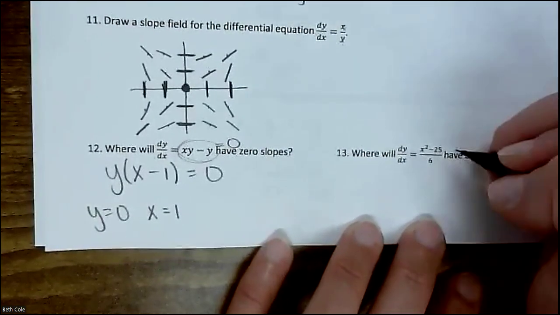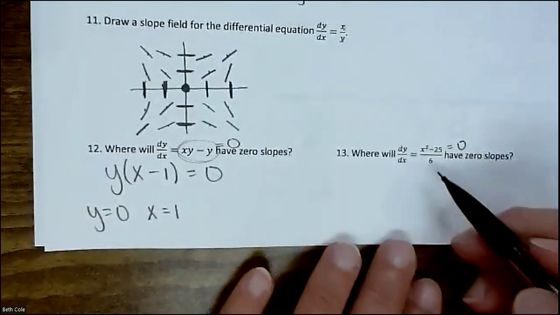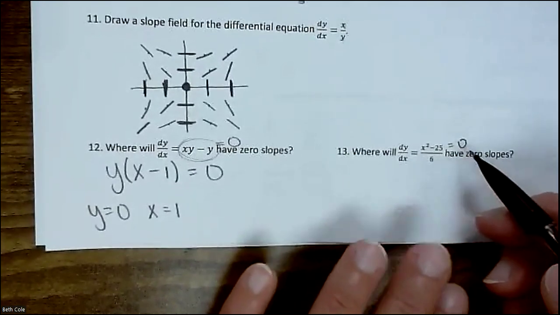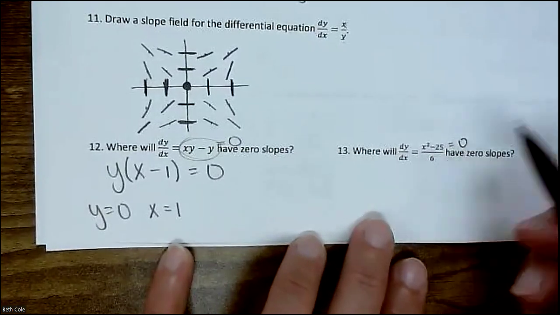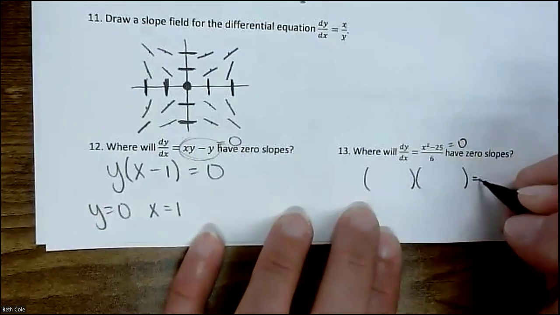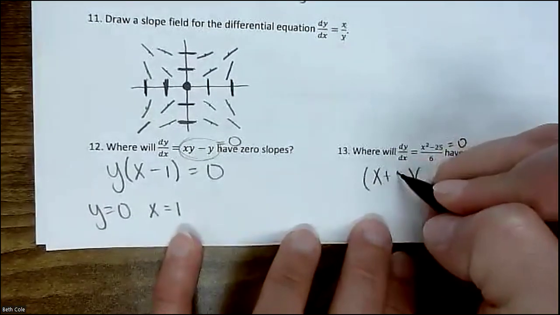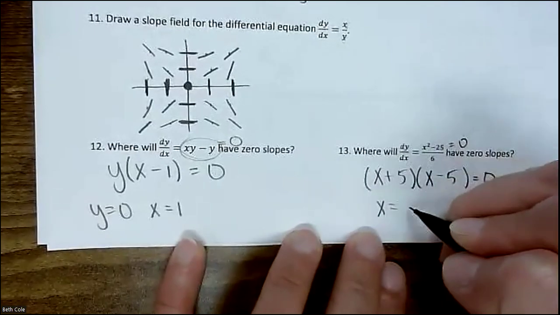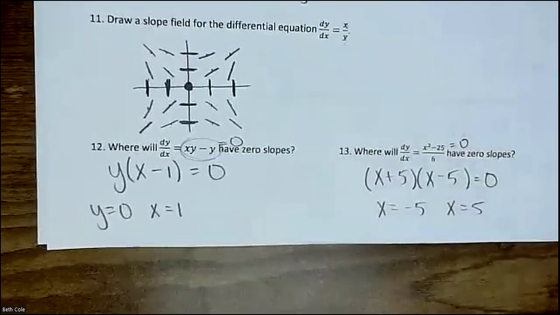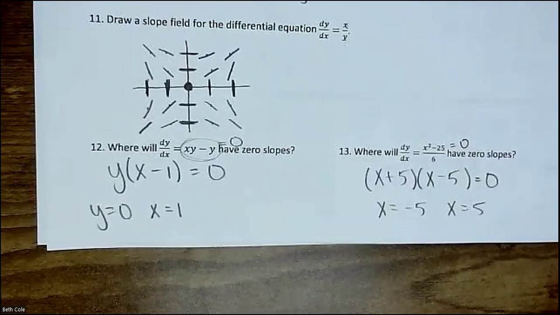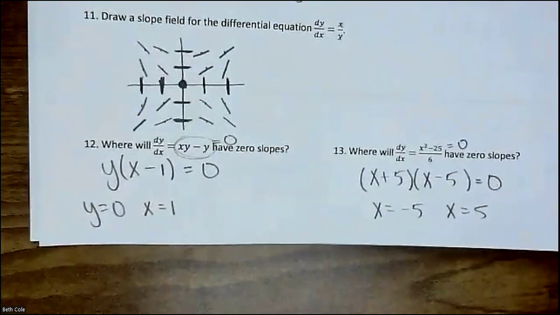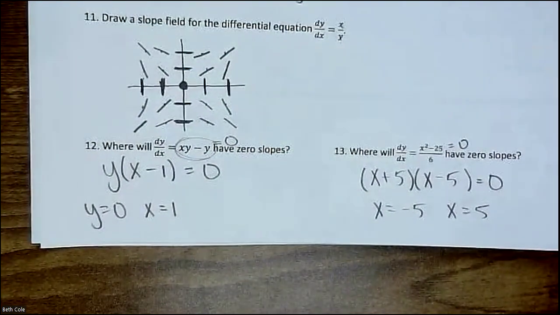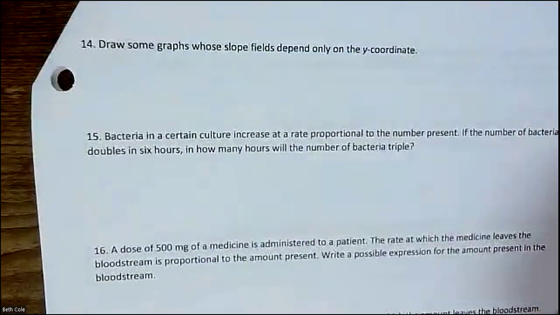Where does this have 0 slope? Well, again, you're just going to set the whole thing equal to 0. But if you multiply over that 6, 0 times 6 is still 0. So you're basically just setting the numerator equal to 0. How does that one factor? Yep, good, perfect. And so your answers are 5 and -5. Oh yeah, or you can do it that way. Just don't forget the plus and minus, although it's going to be multiple choice, so you probably won't be able to forget.